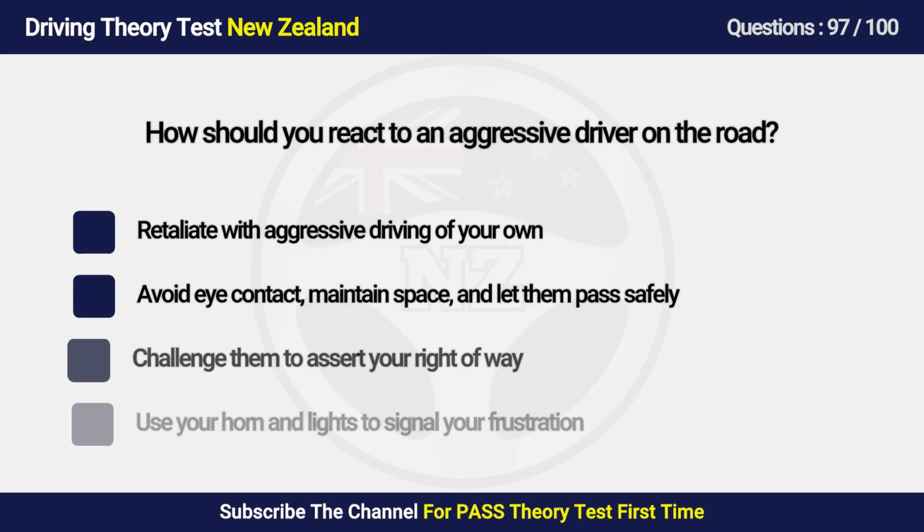Question 97. How should you react to an aggressive driver on the road? A. Retaliate with aggressive driving of your own. B. Avoid eye contact, maintain space and let them pass safely. C. Challenge them to assert your right of way. D. Use your horn and lights to signal your frustration.